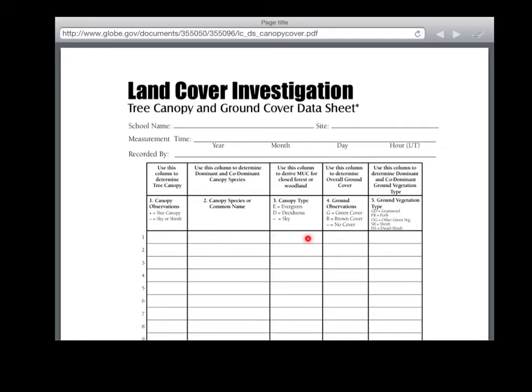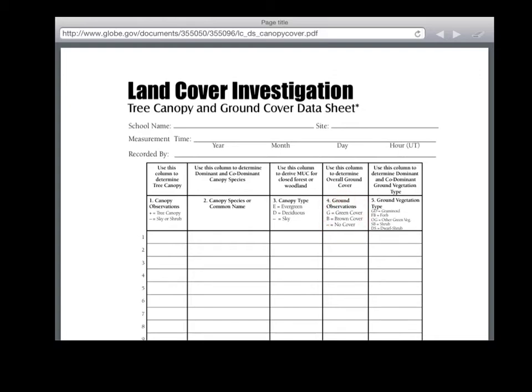Then, looking up through the same densitometer, you're going to be looking at whether something is an evergreen or deciduous. Evergreen is like a pine tree, and deciduous is like any tree that loses its leaves, like an oak or a maple. The next thing you do, if you are holding the densitometer, after doing the trees, which is all these three columns, then you're going to do this one here, the ground observations.